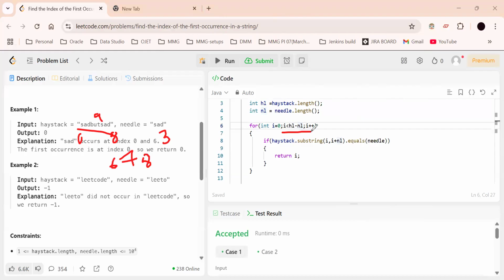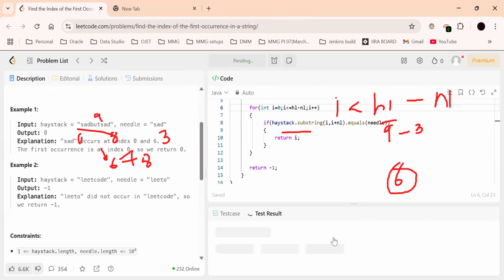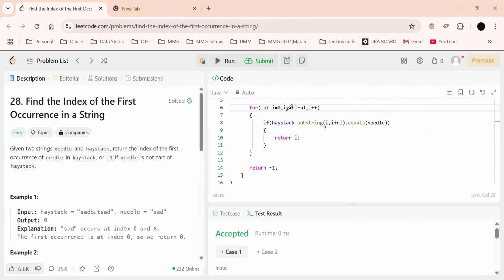So my condition is I should be less than HL minus NL. My HL value is 9, NL value is 3, so 6. But I can generate at 6. So that's the purpose. What I need to do here is I less than or equal to. That's all. This is what we need to do, guys. I hope you understand why I have written this condition, right? Because I cannot generate a substring after reaching one particular index.